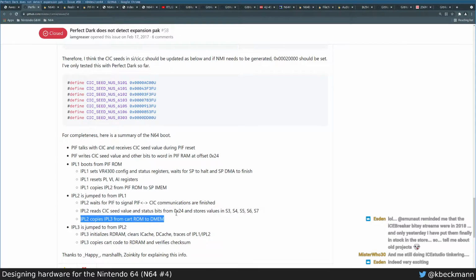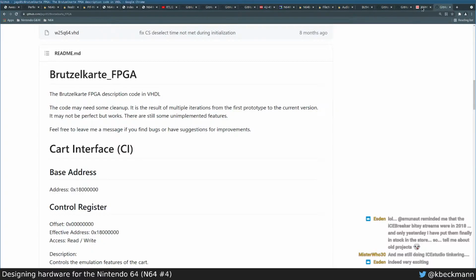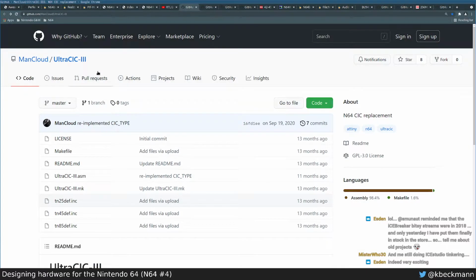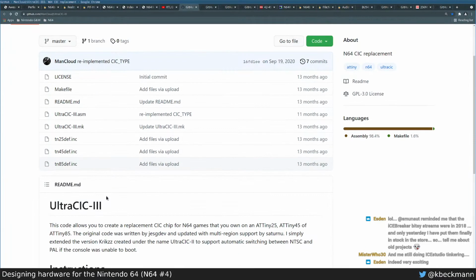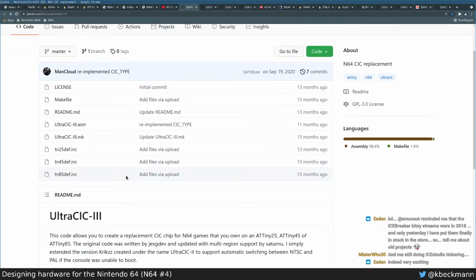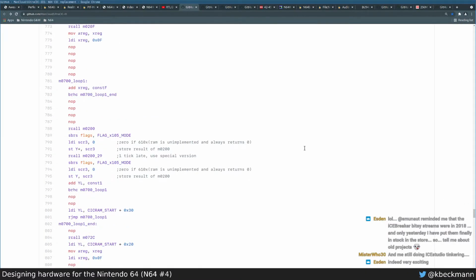So I thought, as a first step, I could try to port some code so that I can emulate the CIC chip, because that code exists. So again, I was just showing this a few minutes ago. Okay, I'm lost in my... Here we go. So there are a few variants. The Ultra CIC3 is a firmware for an AVR. And I don't speak AVR assembly, and this is like 1,000 lines of assembly.